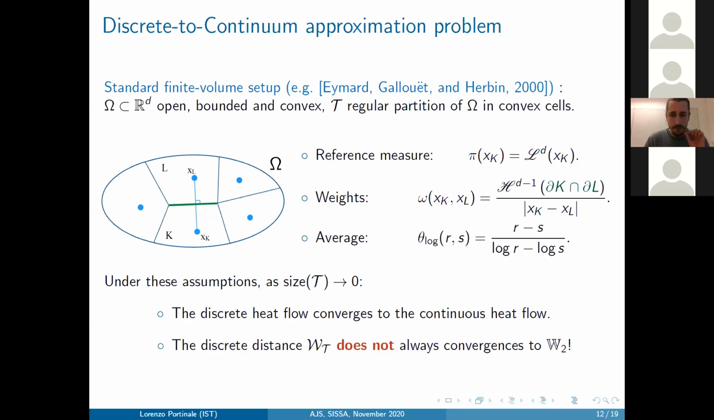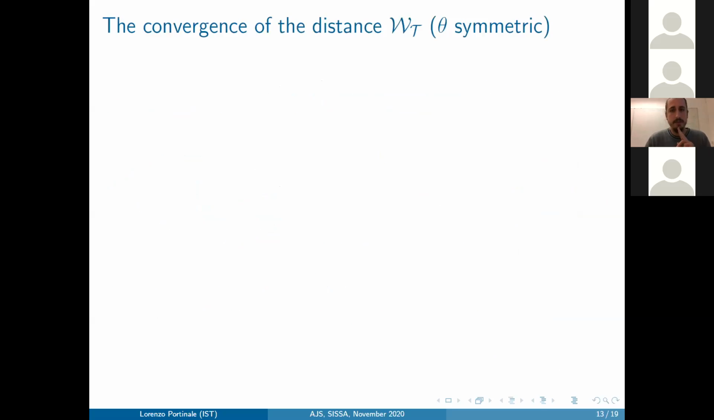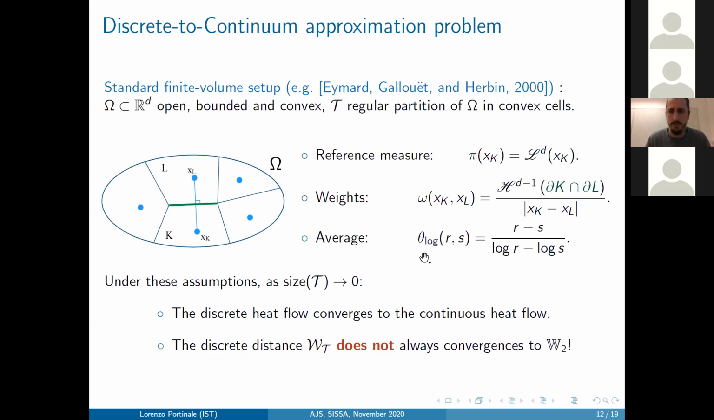Okay, so let me start from the second problem, the convergence of the distance. There has been a result in this framework, and I will talk about this in a bit more general setting. Here, I chose this choice of theta because it's the one that is also used in numerical analysis. But in fact, these results are valid for all symmetric averages. So you can also apply this to the arithmetic mean, the geometric mean, and so on.